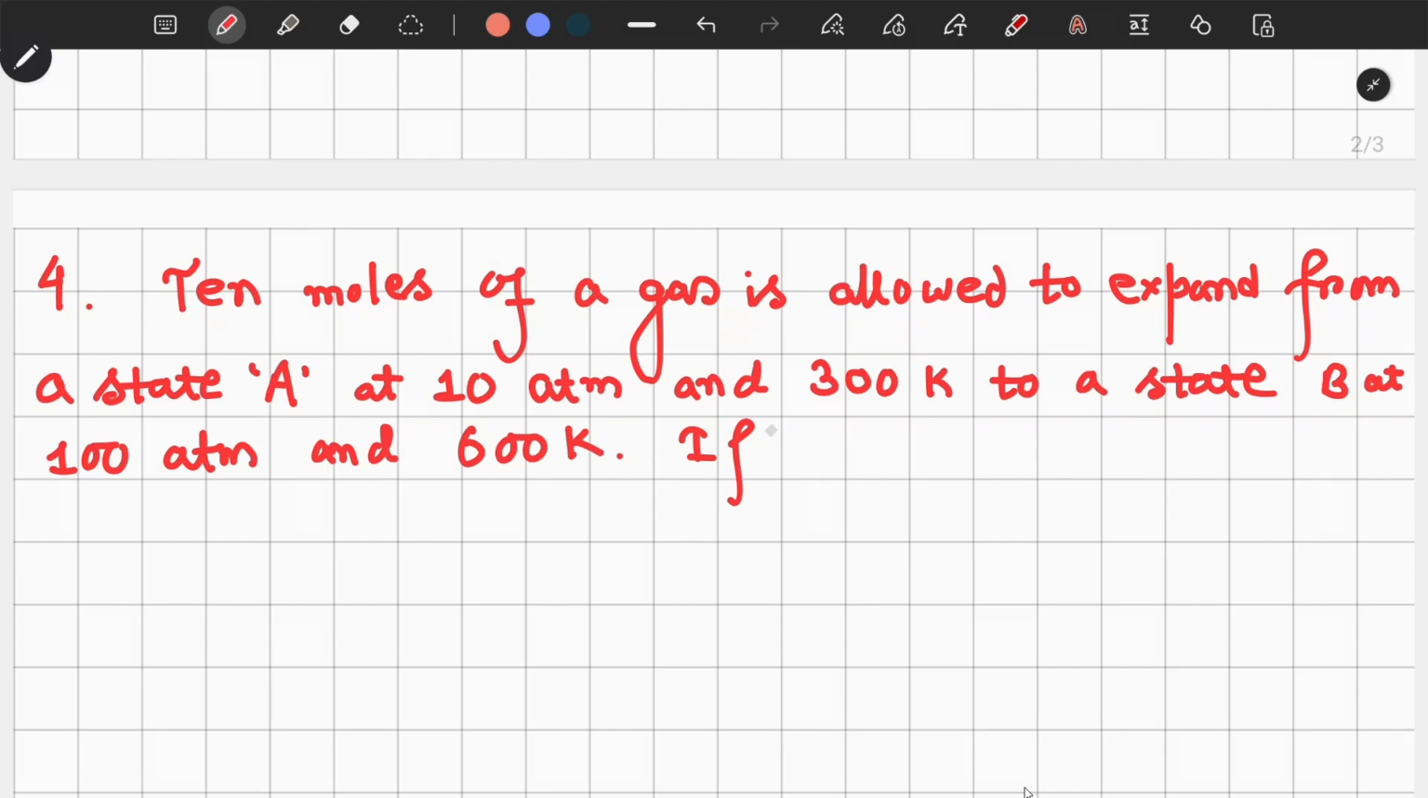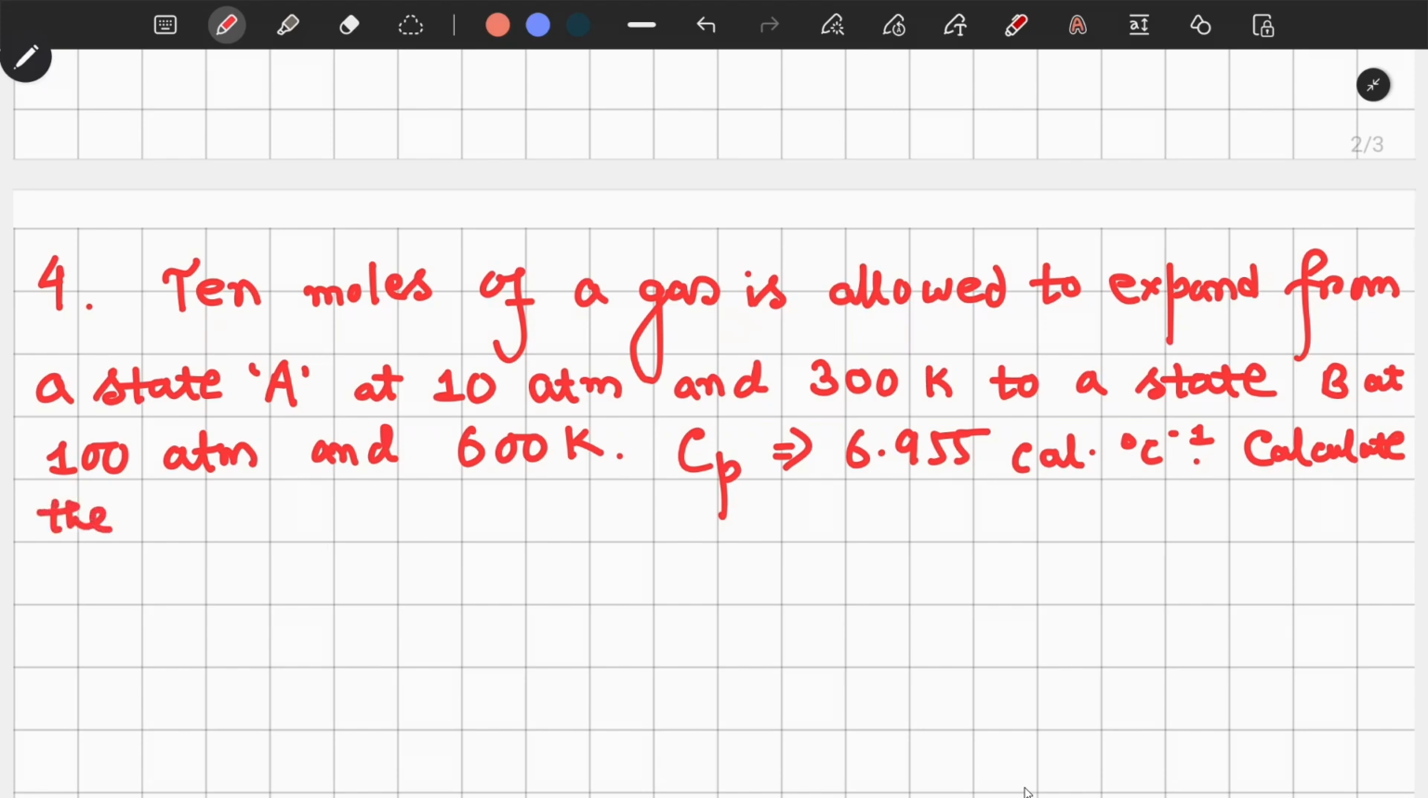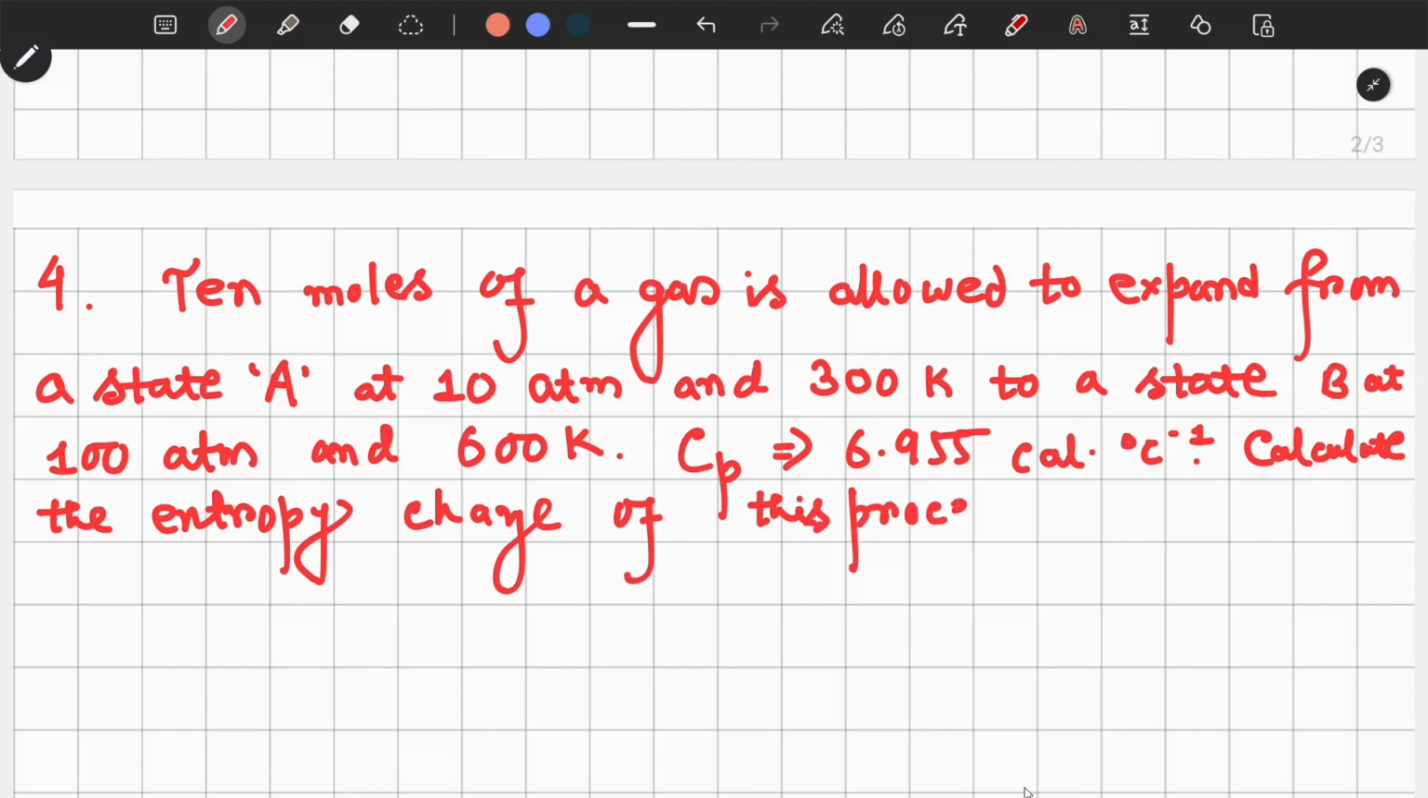The value of CP is known. CP is given, that is 6.955 calorie per degree centigrade. Okay, just you have to calculate the entropy change of this process, right?